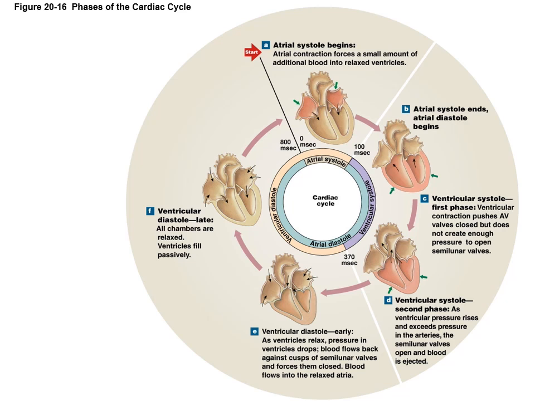So atrial systole will then end, and then atrial diastole begins. So the atria start to relax, but then this is a very interesting phase where the ventricles just start to contract just in the beginning here. So the first phase here of ventricular systole, the ventricles are just starting to build up pressure, right? And what will happen is that it's enough pressure to close the AV valves, but it's not enough pressure to open the semilunar valves.